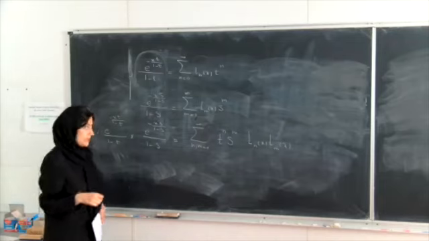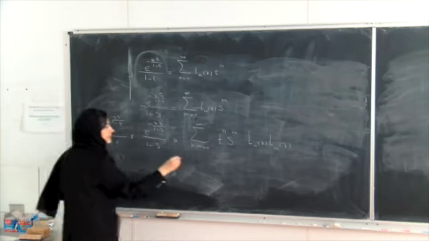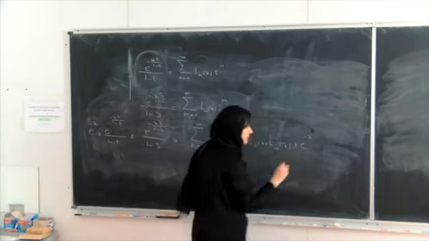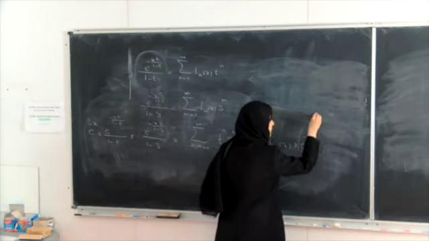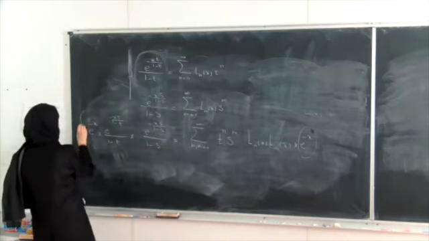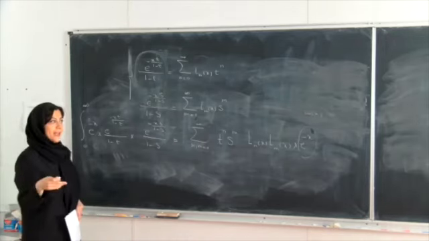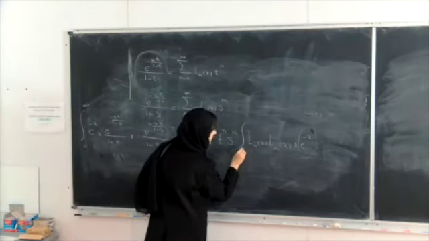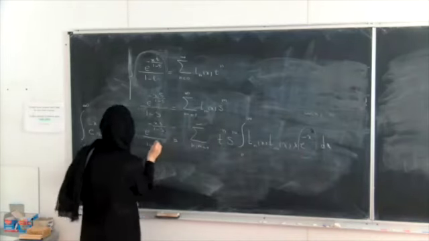By multiplying e to the minus x on both sides of this equation, it's the weight function, and integration from 0 to infinity is the interval of orthogonality for Laguerre polynomials. We have this equation.